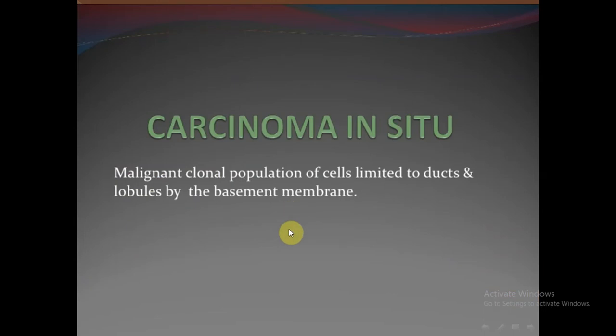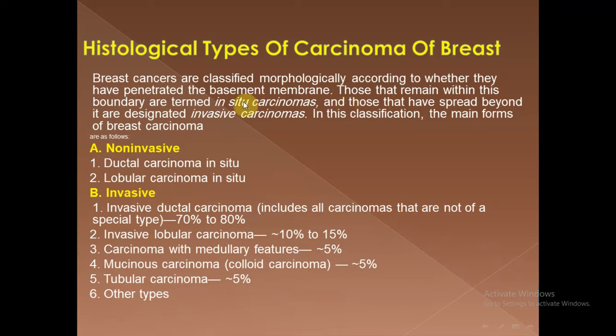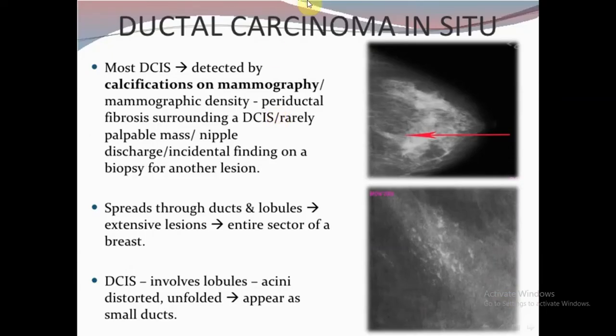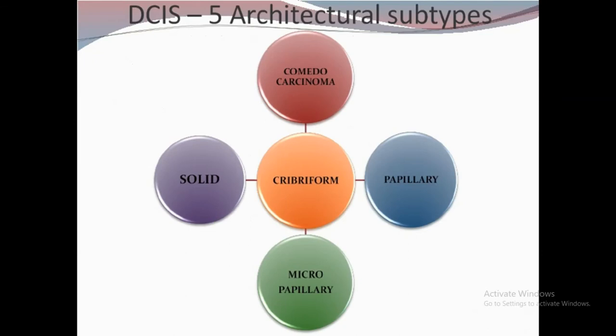In situ carcinoma, by definition, has not penetrated the basement membrane of the ducts of the breast. It is not beyond the basement membrane, while invasive carcinoma has spread beyond the basement membrane. As we mentioned, we have ductal carcinoma in situ and lobular carcinoma in situ. About ductal carcinoma in situ, we have 5 main types: cribriform carcinoma, comedocarcinoma, solid in situ carcinoma, papillary in situ carcinoma, and micropapillary carcinoma in situ.